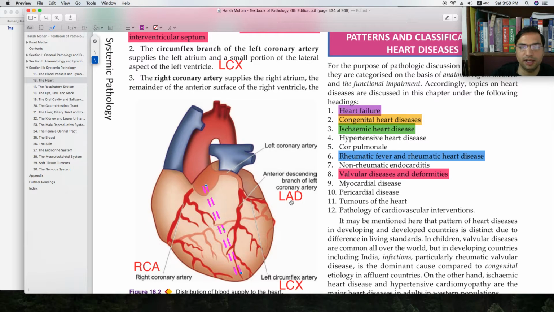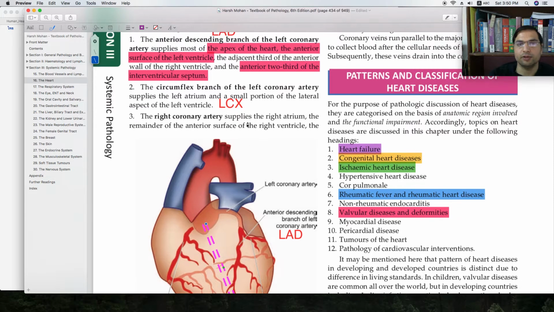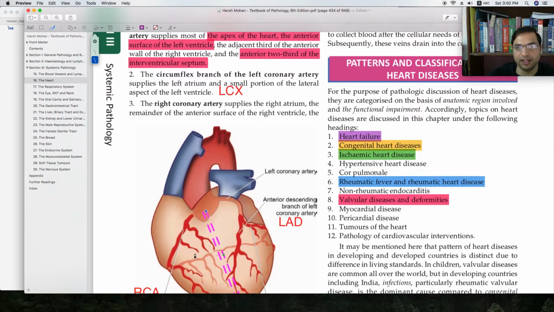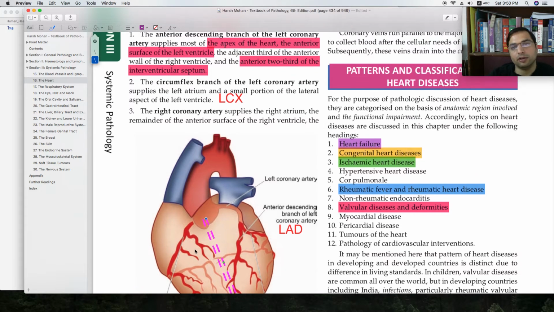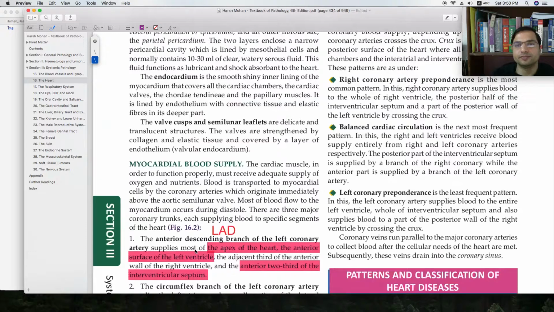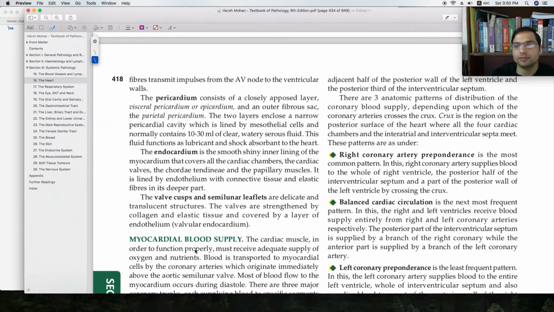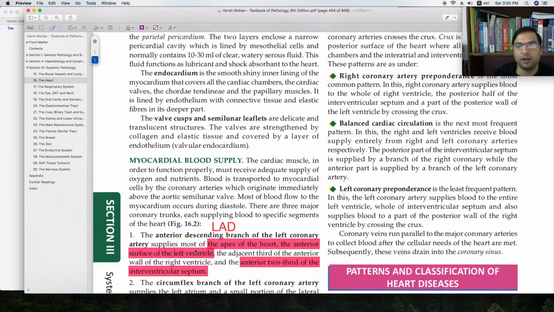So the left anterior descending branch, once again, supplies the apex, the anterior side of the left ventricle, and it also supplies the interventricular septum, but only up to two-thirds. The rest one-third is supplied by the right coronary artery, right? The right coronary artery also supplies the right atrium, and it also supplies the posterior wall of the left ventricle, right?